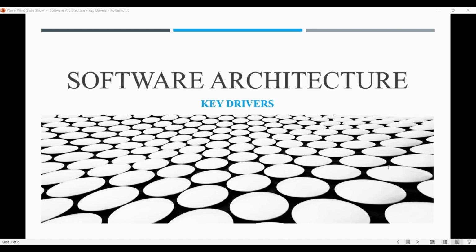These considerations are critical to the success of the system. As such, they drive and shape the architecture, and as with other requirements, the architectural drivers need to be baselined and managed throughout the development lifecycle. So, what are the important architectural drivers? Let's see.